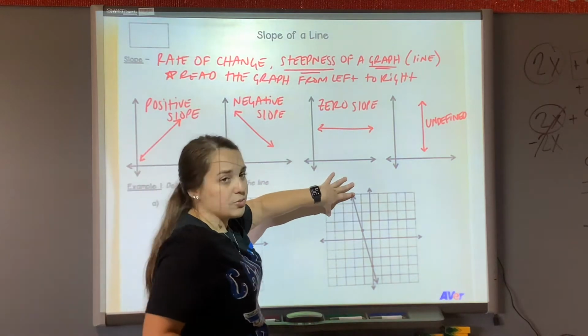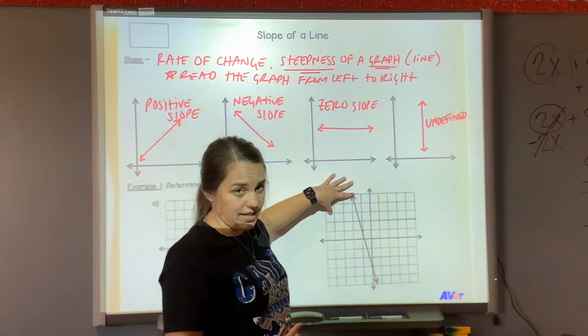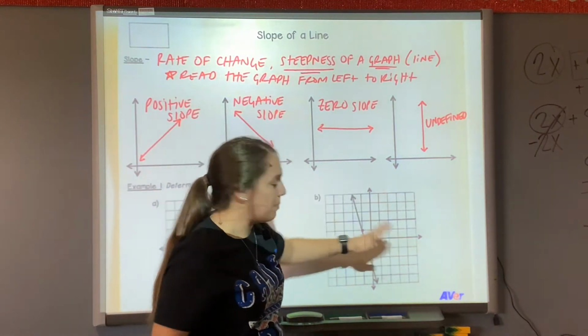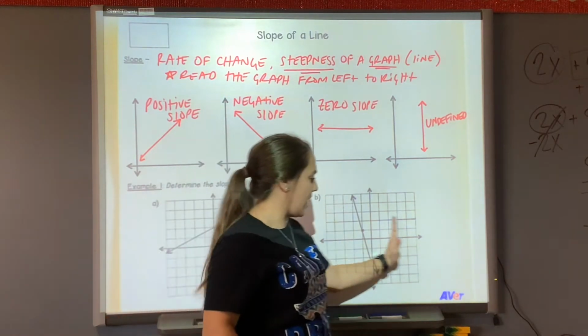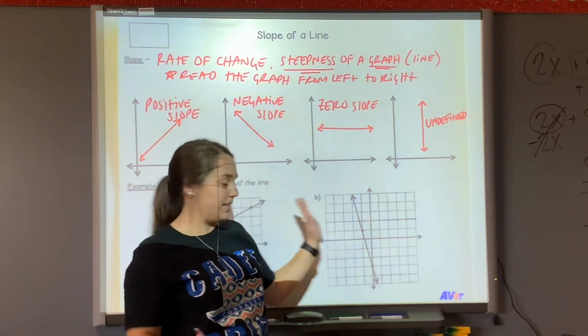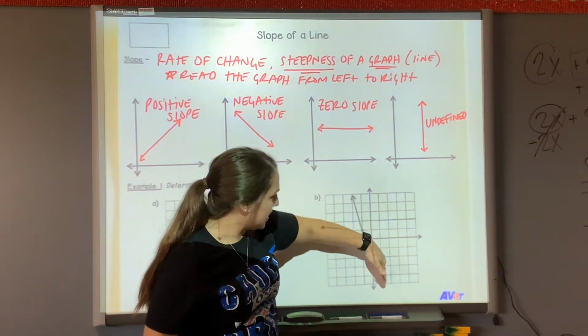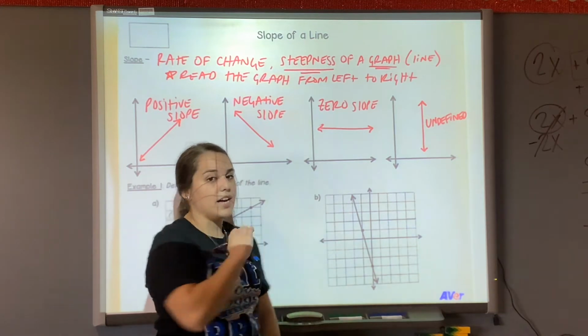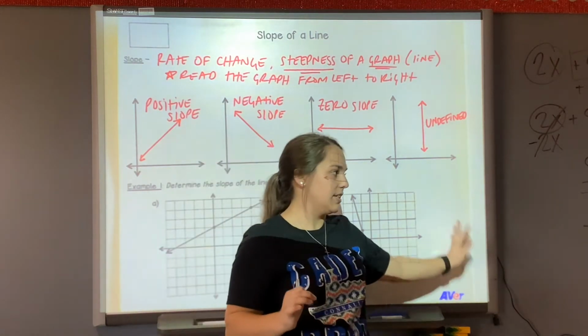This one, even though it's really steep negatively, I can tell that it's going down because if I were reading from left to right like this, I would be going here and going down, all right? Left to right, I can see that this is going down. Even though it has an arrow going up, I have to read from left to right.